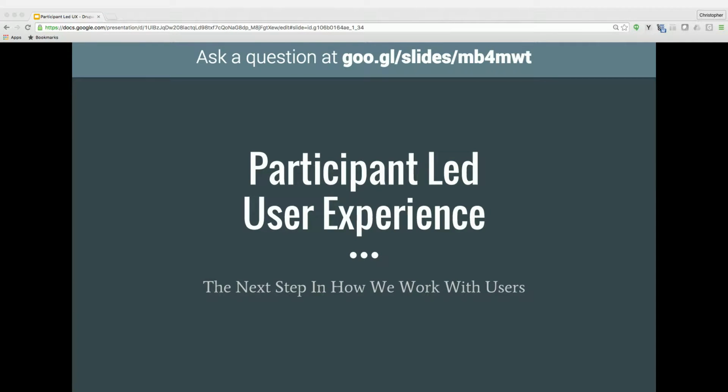Our talk is participant-led UX. This is an exciting time for Drupal because it seems like we've got Drupal 8 out, and now is a great time to start looking at some of the user experiences and get through iterating upon them and improving them. So this talk is about a process that could be used to iterate and to learn and to figure out if we've got the right priorities.